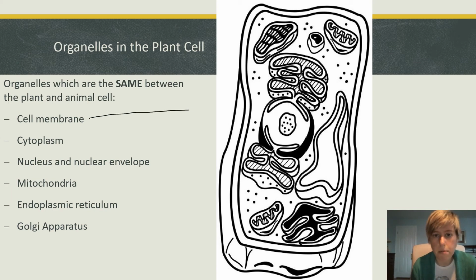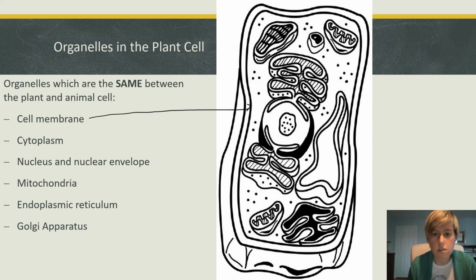Our cell membrane is the inner layer of our plant cell. The cytoplasm, again, is our jelly-like structure that fills up all of the seemingly empty space, but again, not empty space. It is the structure to allow all of the other organelles to be in a spot.